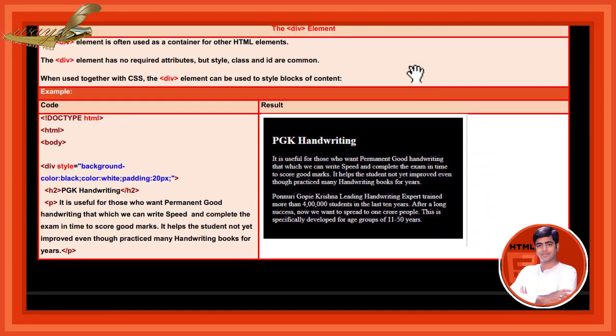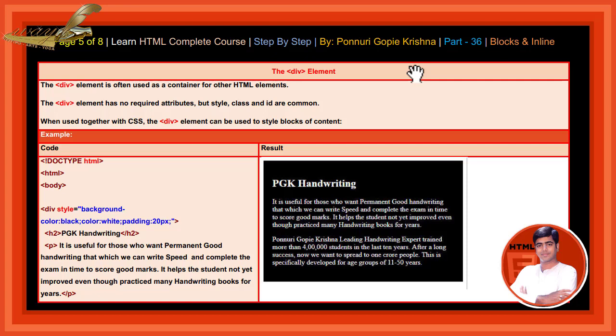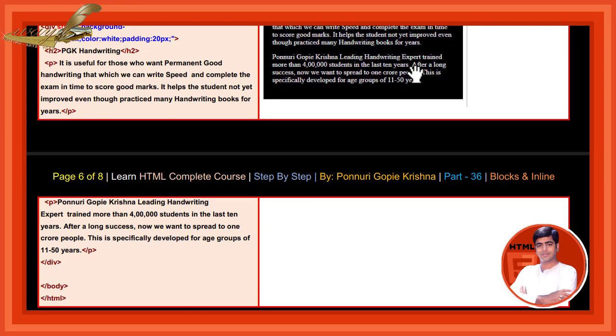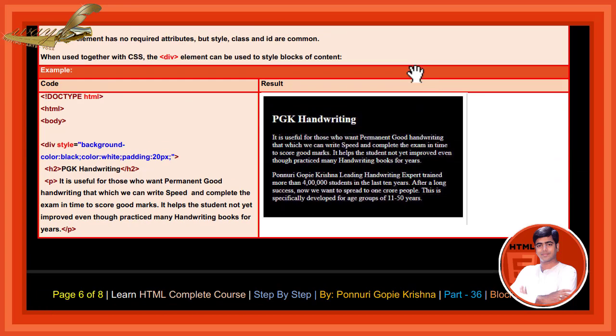See the div element. The div element is often used as a container for other HTML elements. The div element has no required attributes, but style, class and id are common. When used together with CSS, the div element can be used to style blocks of content. See here, now it is background color black, color white, padding 20 pixels. By writing and executing this code using the p tag, paragraph tag, inside the div element, the result returns some matter printed.